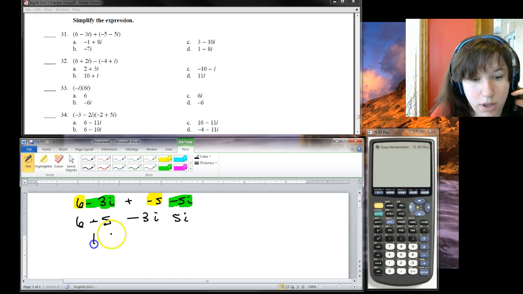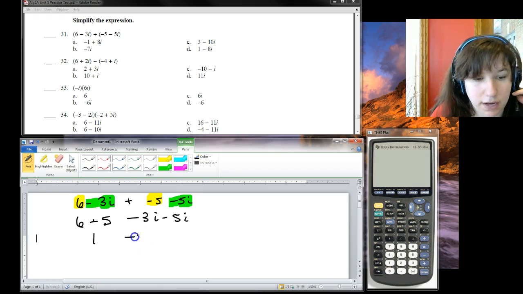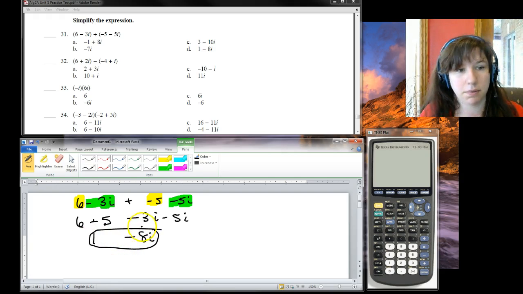6 minus 5 is 1. -3 minus 5, 5, 6, 7, 8. And then that would be your final answer. Because those are not like terms, you can't simplify them anymore.